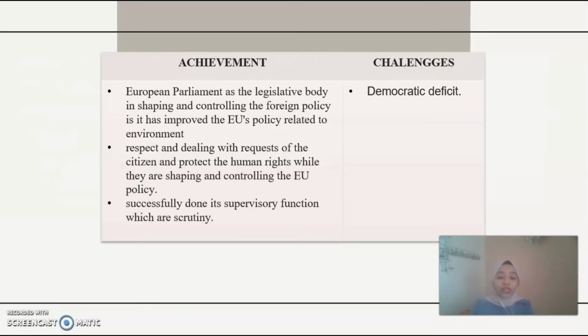So they have a challenge. One of the challenges suffered by EP is that democracy deficit. The term democracy deficit refers to an institution such as government supposedly to be a democratic institution, but however, the institution did not follow the principle of democracy in its operations.